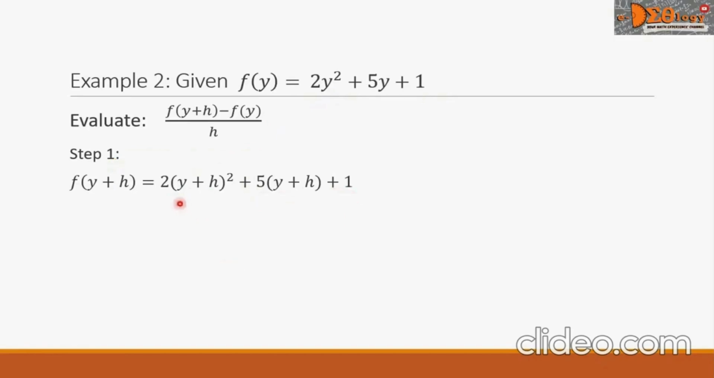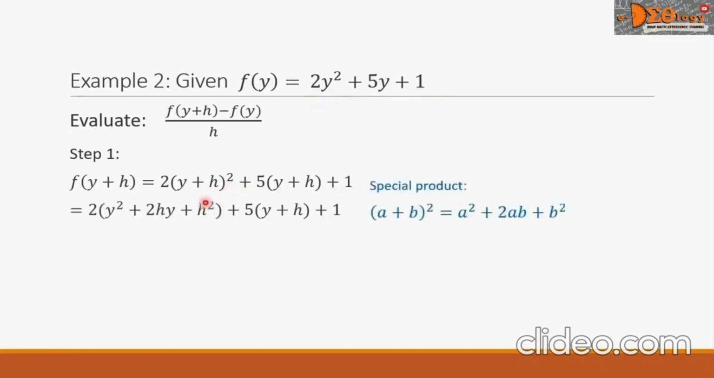Then let us simplify this square of a binomial. I hope you still remember the special product when we have the square of a plus b. The answer is a squared plus 2ab plus b squared. We will apply this idea in the square of y plus h. So we have here 2 times the quantity y squared plus 2hy plus h squared. Then plus, we'll just copy all the remaining terms in here.